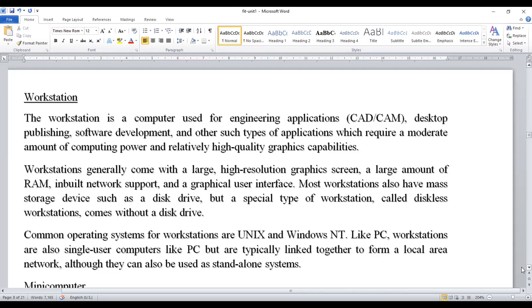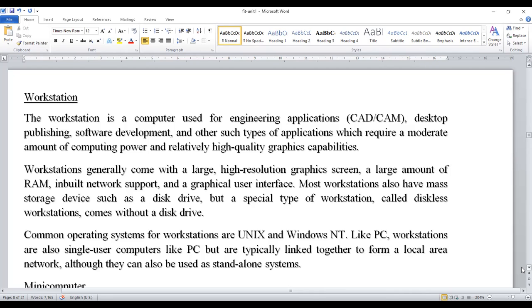CAM is computer aided manufacturing. For designing different types of machines and other things, we can use CAD and CAM software. For example, designing automobiles, like car designing and other machine designing, we can use CAD. Software development and other such applications require a moderate amount of computing power and relatively high quality graphics capabilities.